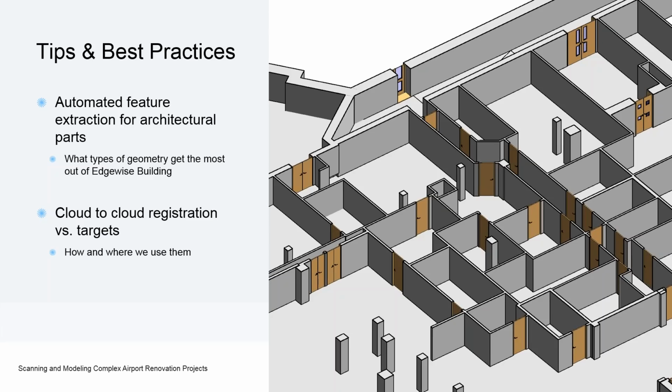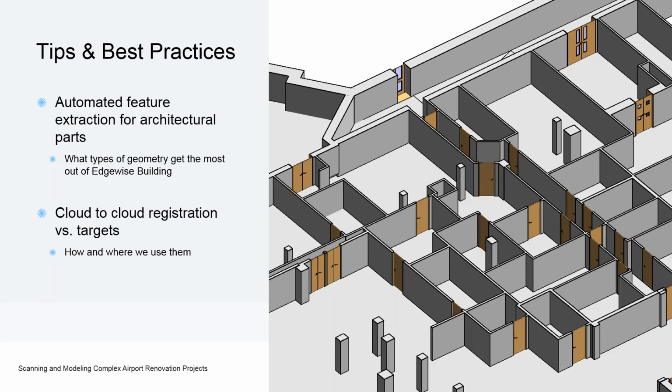For something like this airport, the way we tend to use the two in a mix is that for large areas like, say, this open area at the bottom of the screen, or the T-shaped corridor running through the middle, we'll put targets up through there and control those, tie them into the grid, etc. But all of these small rooms that adjoin those, we don't use control on those. That's where we use the cloud-to-cloud.